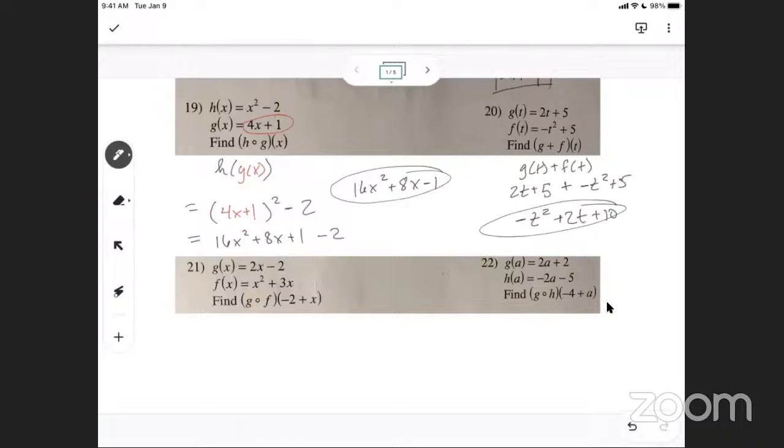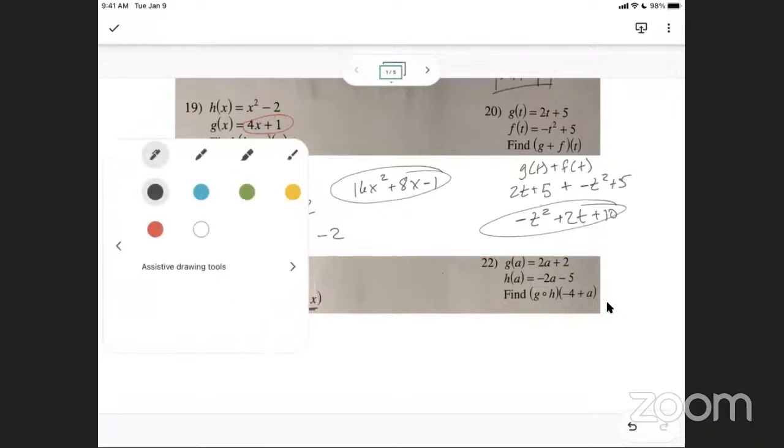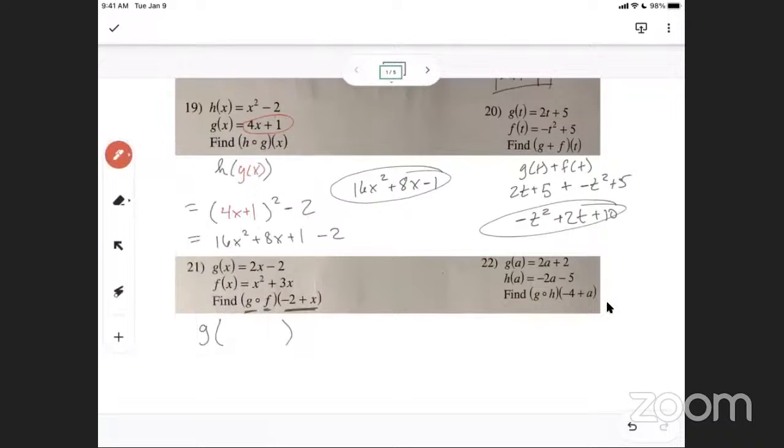Now this is a little tricky. They're having us do g of f of another function, not of x. So we first have to plug negative 2 plus x into f, and then whatever we get for that, we plug into g. So it's a little crazy. Let's first do f of negative 2 plus x.